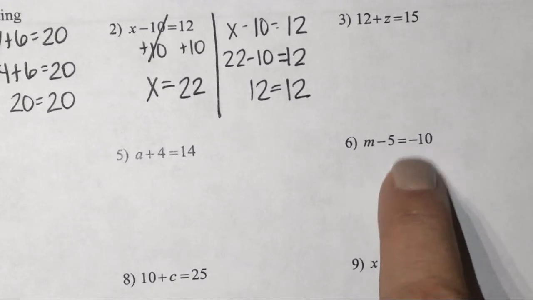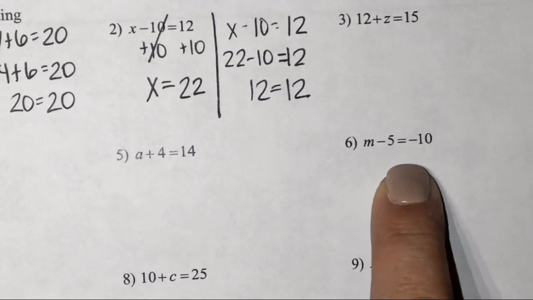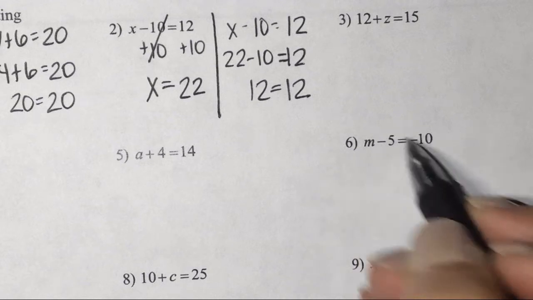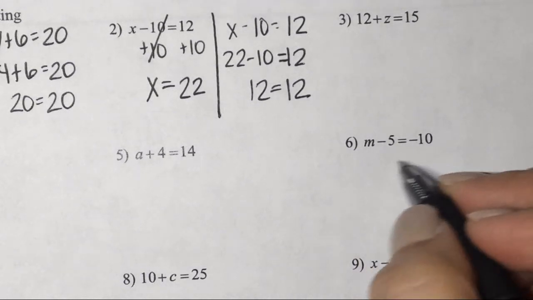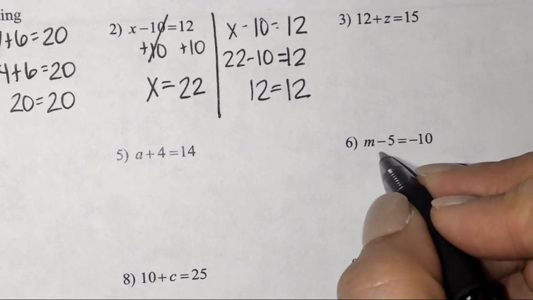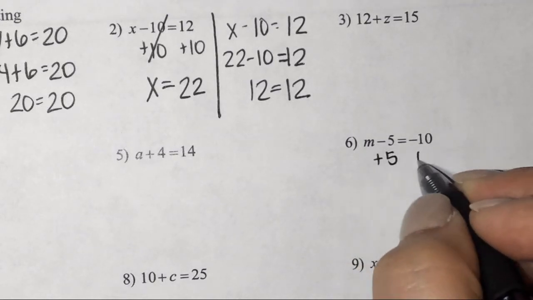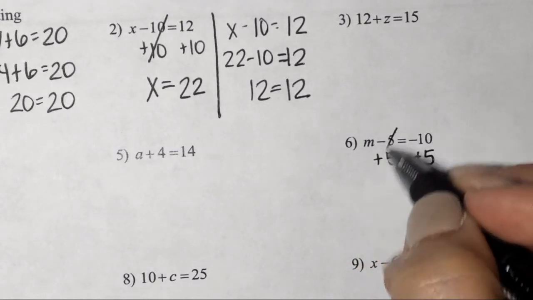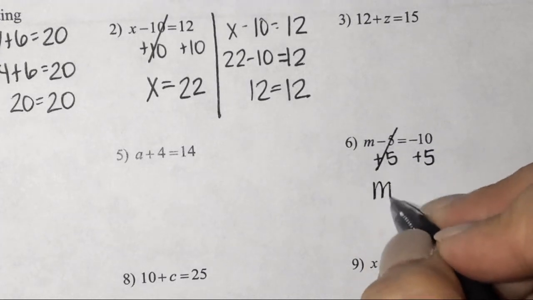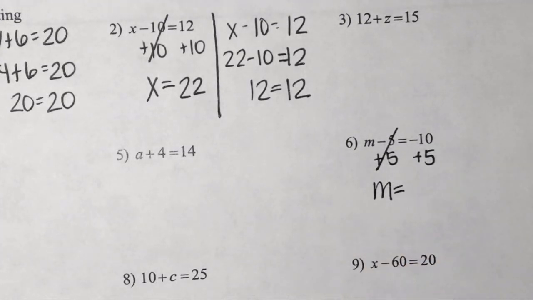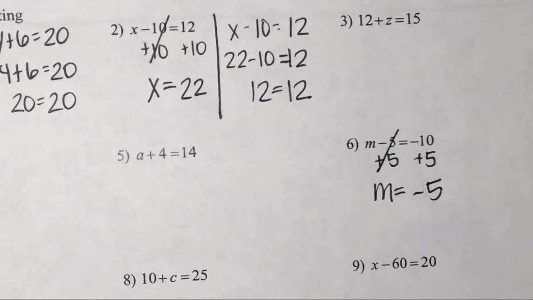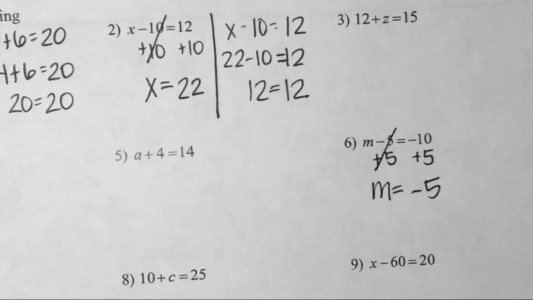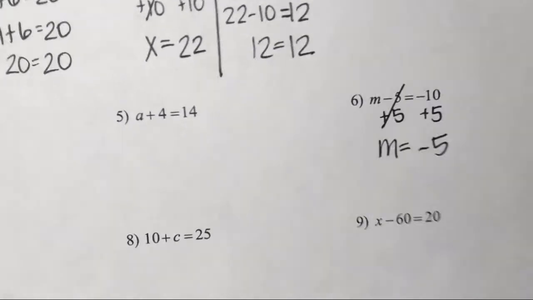I want to do this one with you because we are going to get a negative answer. Okay? So what type of equation is this? Subtraction. How do I undo it? Addition. Okay, what number do I want to get rid of? 5. So I do plus 5 on both sides. Cancels that out. Okay, what is negative 10 plus 5? Negative 5. Oh, you guys are rock stars. I know, right? Okay. Now, on this side, I think we're good on addition and subtraction.